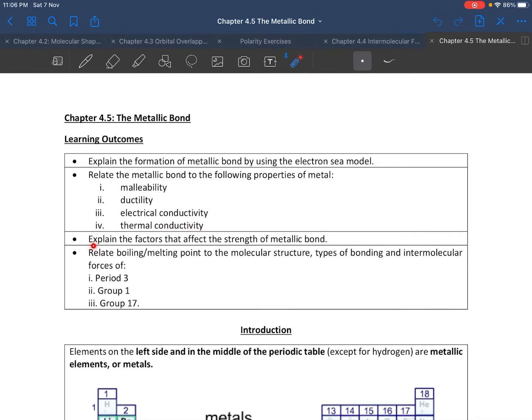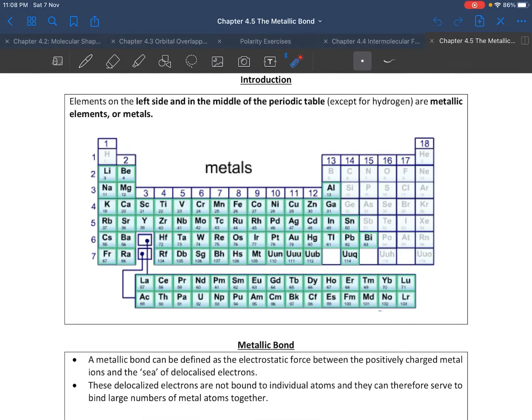And then, you should be able to explain the factors that affect the strength of metallic bonding. Lastly, you should be able to relate boiling point and melting point to the molecular structure, types of bonding, and intermolecular forces of period 3, group 1, and group 17. Alright, so let us proceed with the introduction.